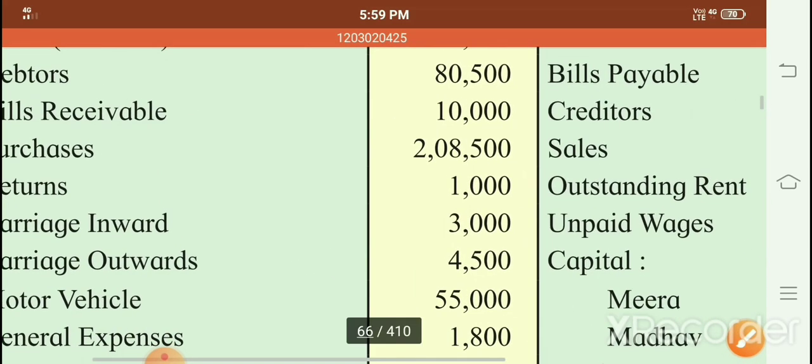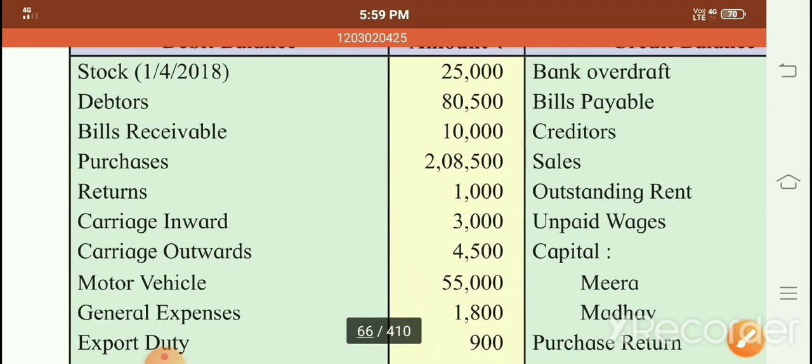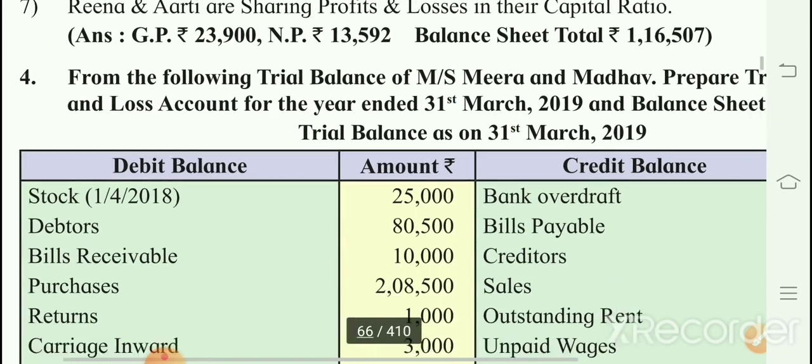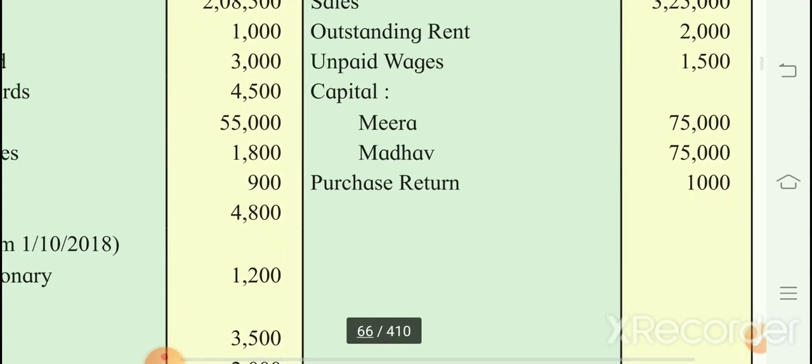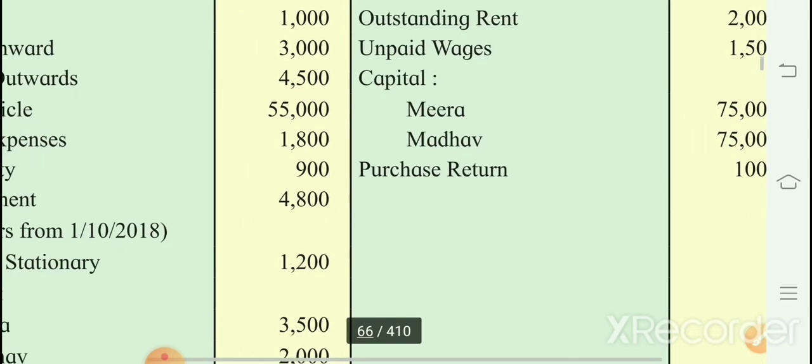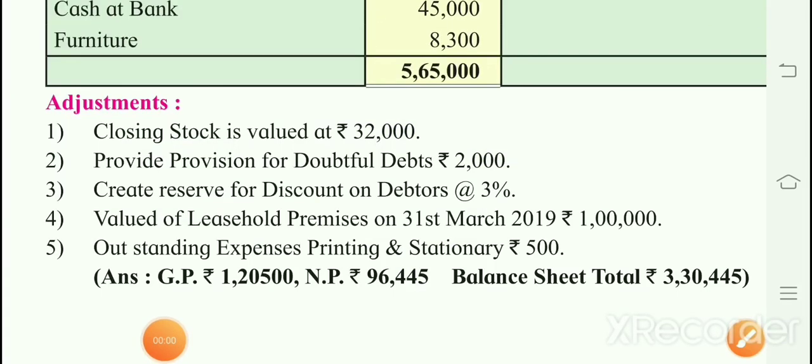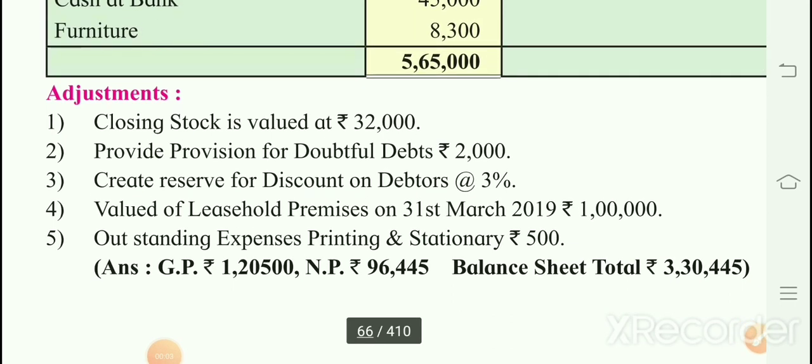Now in this problem the partners' profit sharing ratio is not given to us. See the capital of partners also, it is contributed by them on equal basis. It means that we will have to share the profits and losses in equal manner. Now look at the adjustments. Very simple adjustments are asked to us.